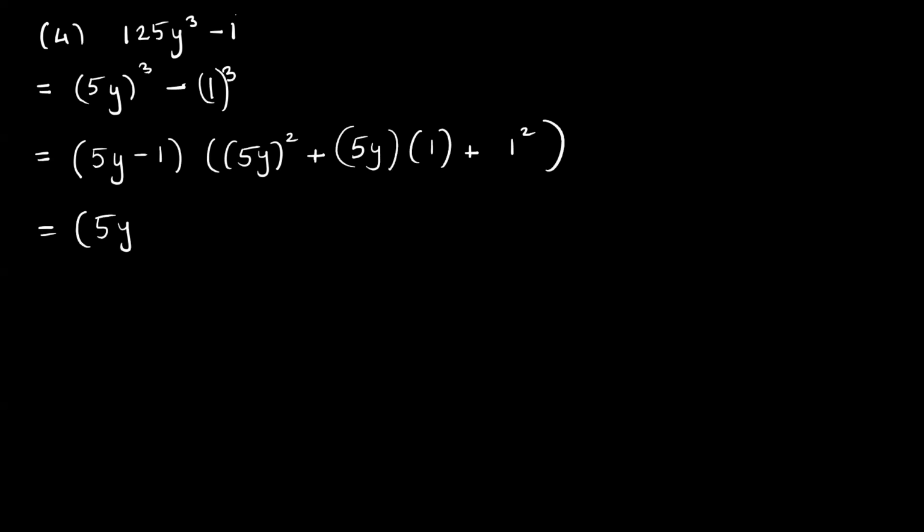So first bracket, let's keep it as it is. What is this square? 25y square. Plus what is this multiplication? 5y. Plus what is 1 square? 1 square, 1 1's square is 1 only, no? Okay, understood. Thank you, Nishita. Thank you, sir.